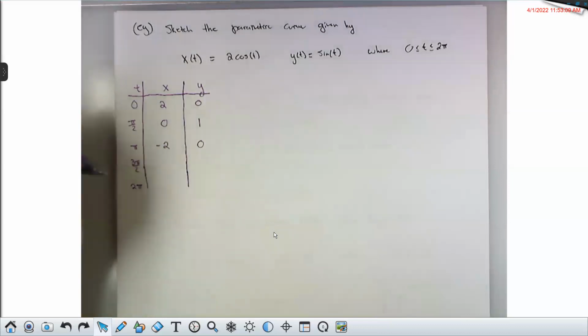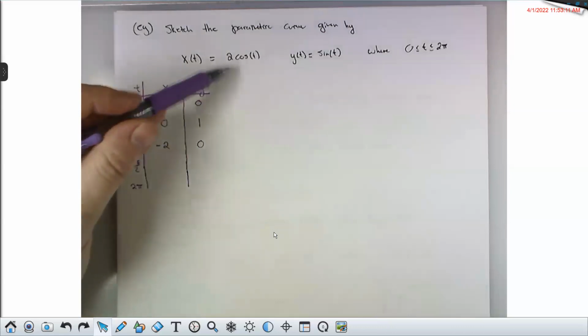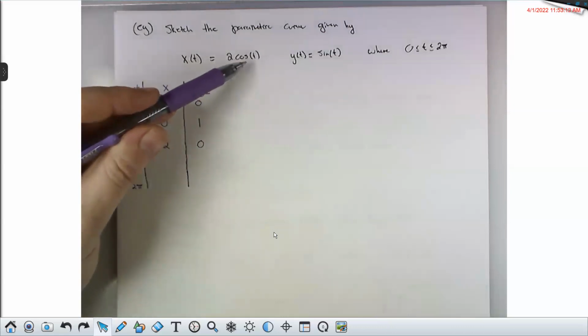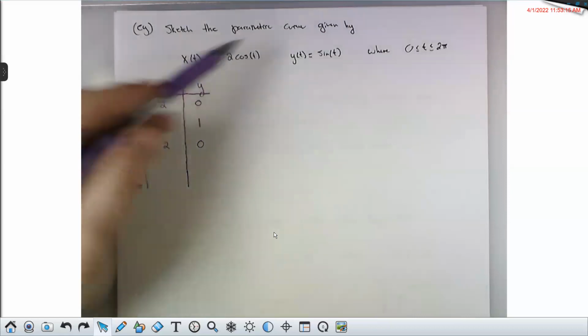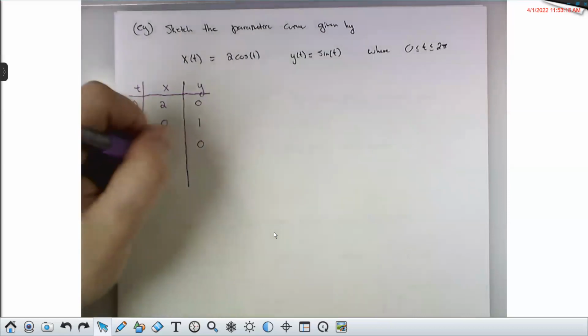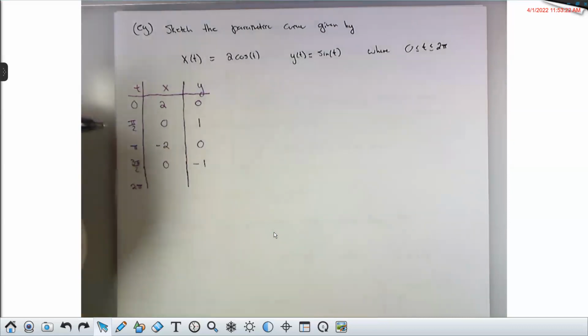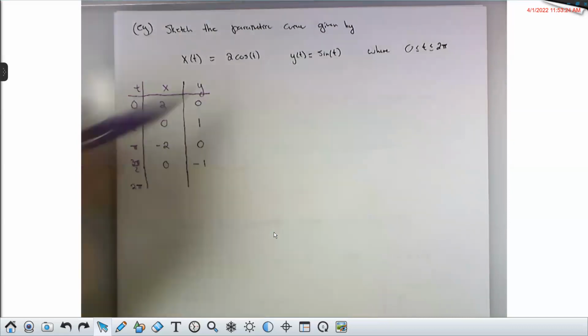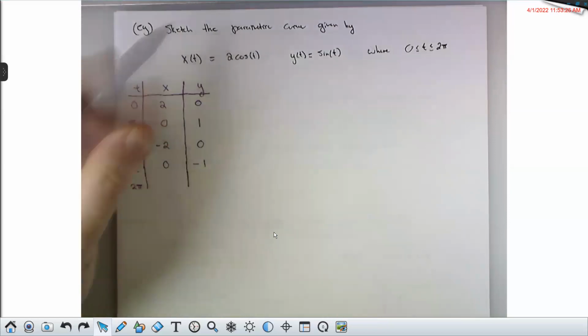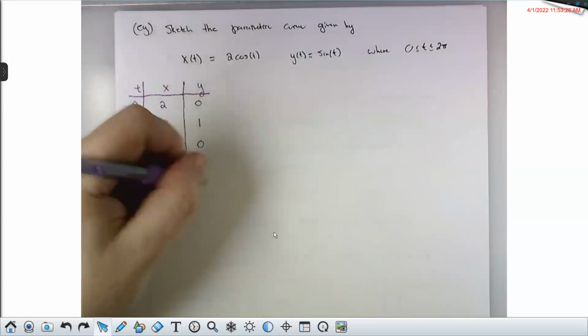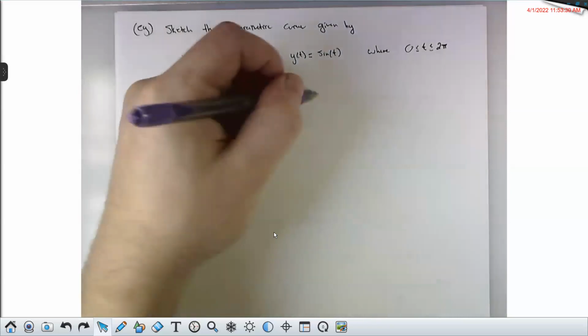When t is 3 pi over 2, x would be 2 times the cosine of 3 pi over 2. Cos of 3 pi over 2 is 0. And the sine of 3 pi over 2 is negative 1. So this would be (0, -1). At 2 pi, cosine is equal to 1 again, so this is 2, and sine is equal to 0 again, so this is 0.